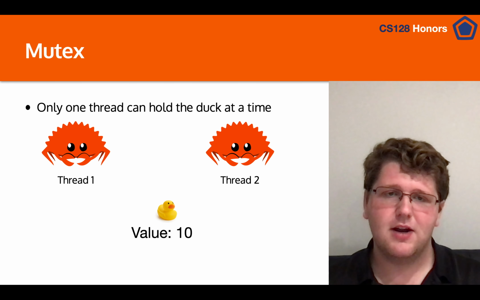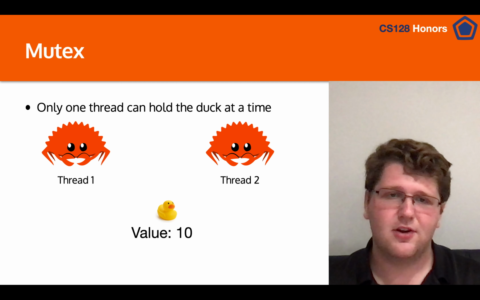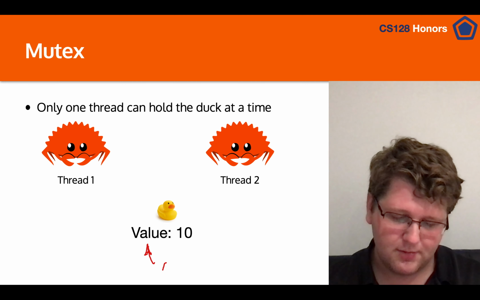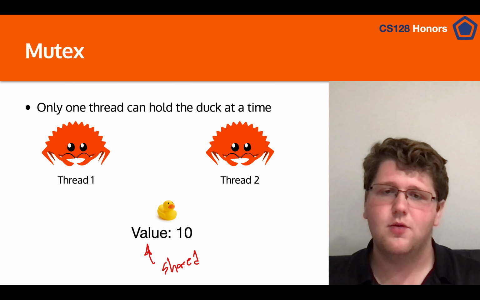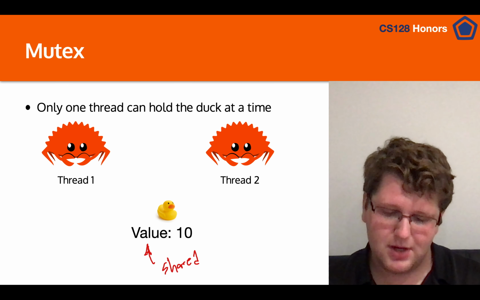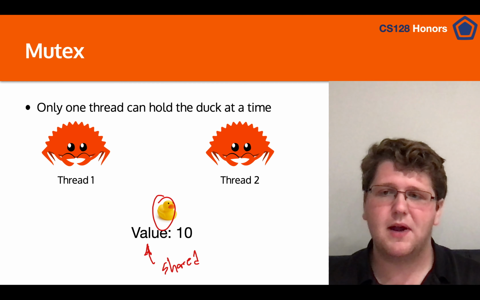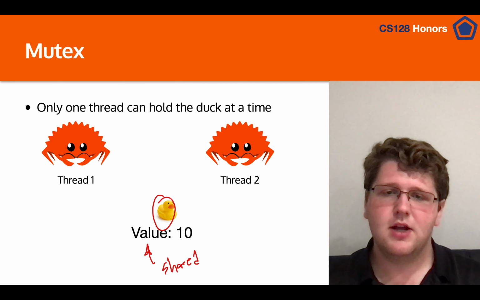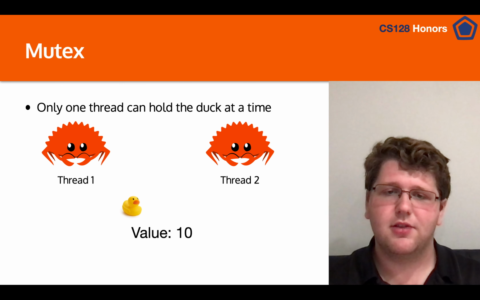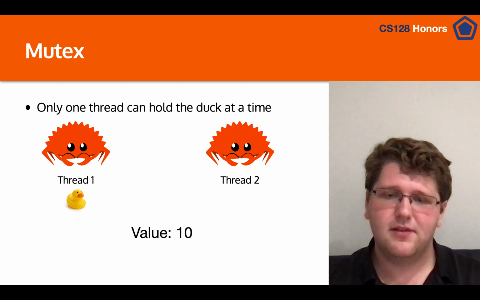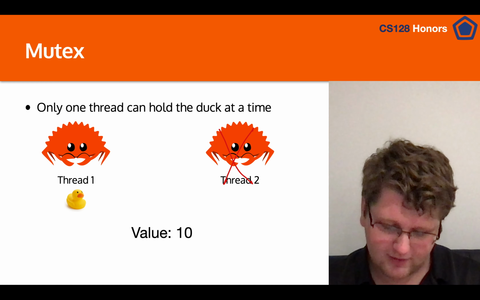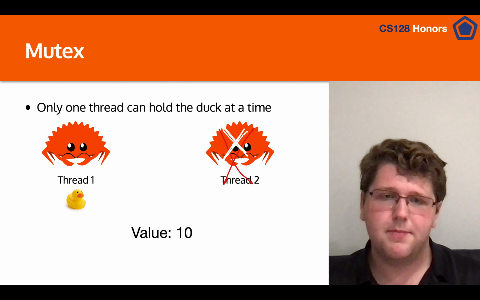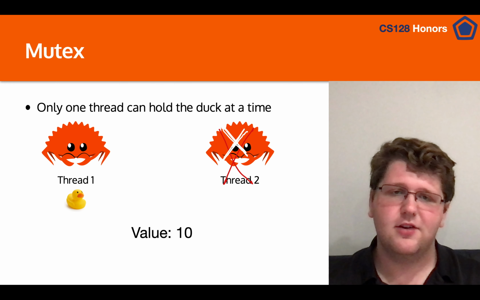So we have two threads here, and we have a couple of Ferrises acting as our thread personas. And we have the shared data here, which is shared between the two, with a value of 10 inside. Then we have a mutex that is determining which thread is currently holding it and can modify the data. We'll start off by having thread 1 take the mutex. This means that thread 2 can no longer access our value of 10. It has to wait until thread 1 is done.